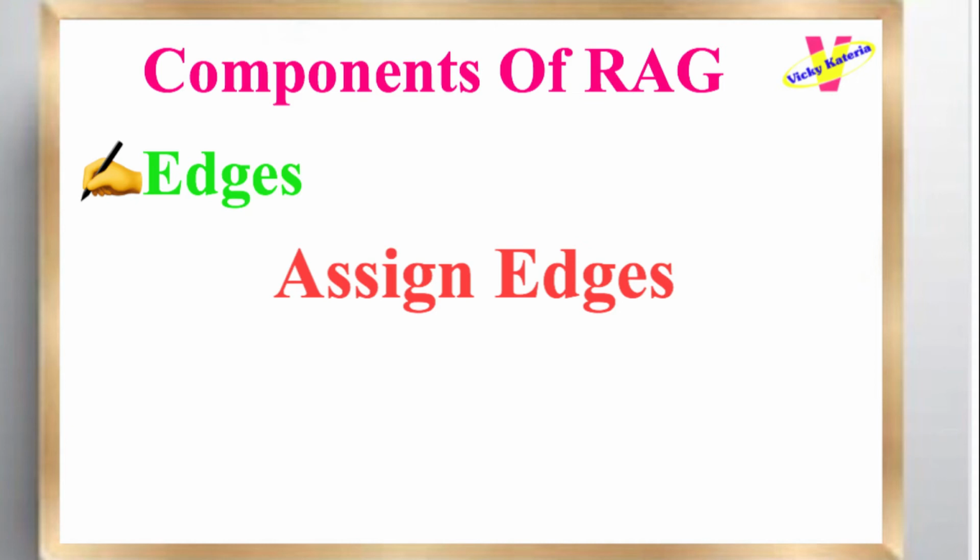They are drawn as an arrow where the head of the arrow points to the process and tail of the arrow points to the instance of the resource.